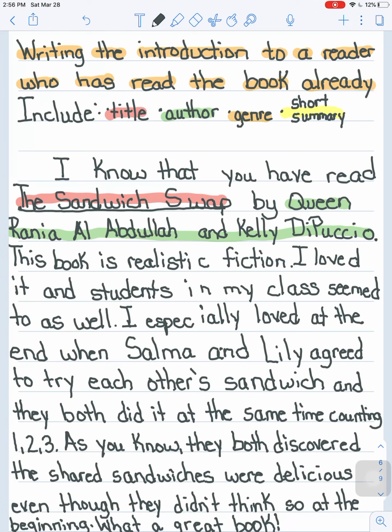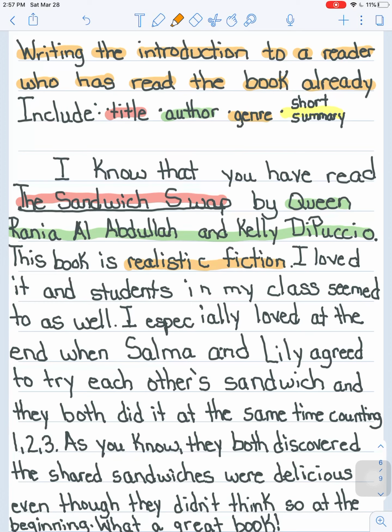And then I continued and I said this book is realistic fiction, and that is the genre of the book, realistic fiction, which means it's a made-up story, but it could really happen. I continued and wrote, I loved it, and students in my class seemed to as well. I especially loved at the end when Salma and Lily agreed to try each other's sandwich, and they both did it at the same time, counting 1, 2, 3. As you know, they both discovered the shared sandwiches were delicious, even though they didn't think so at the beginning.